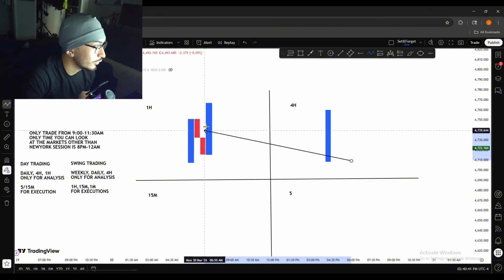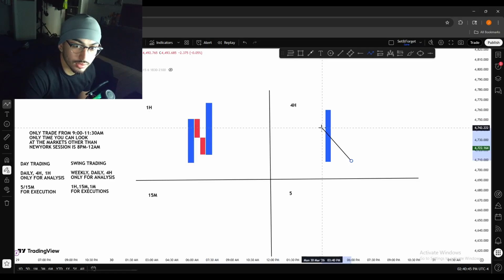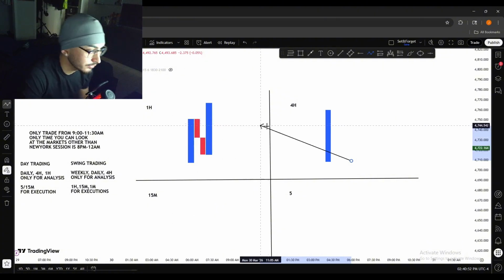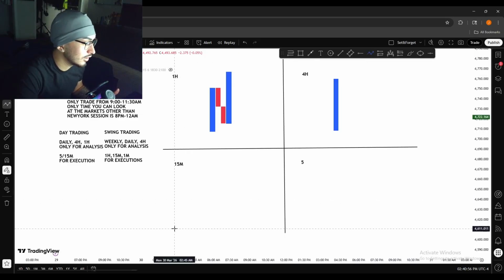Because once these 4 hours passed and it closed that last hour, the 4 hour closed. As you can see, it was bullish. Here, it was also bullish. Just had a little pullback within that time frame, right? So then on the 15-minute, what is it going to look like? It's going to look like this.